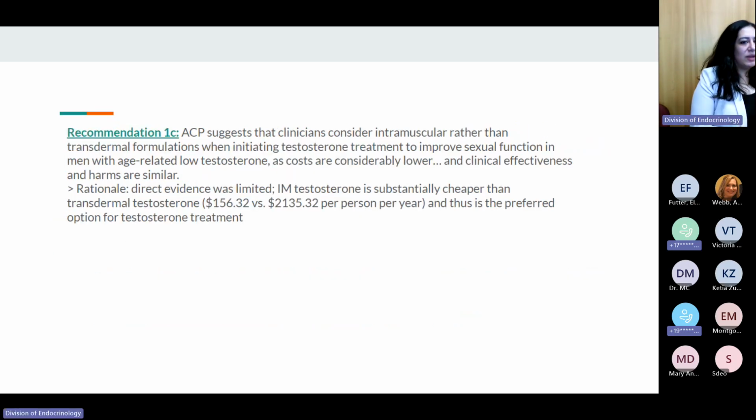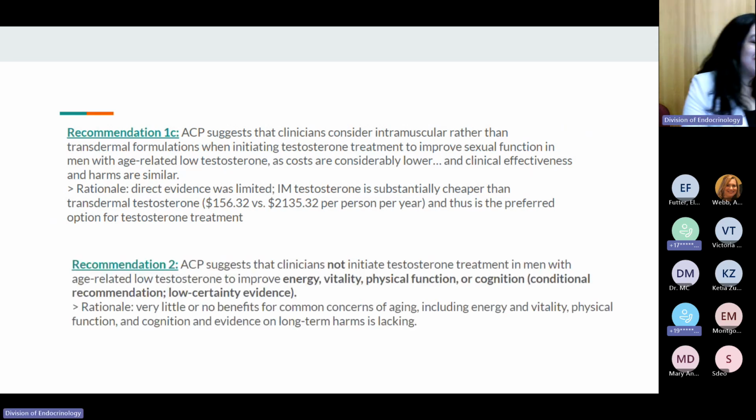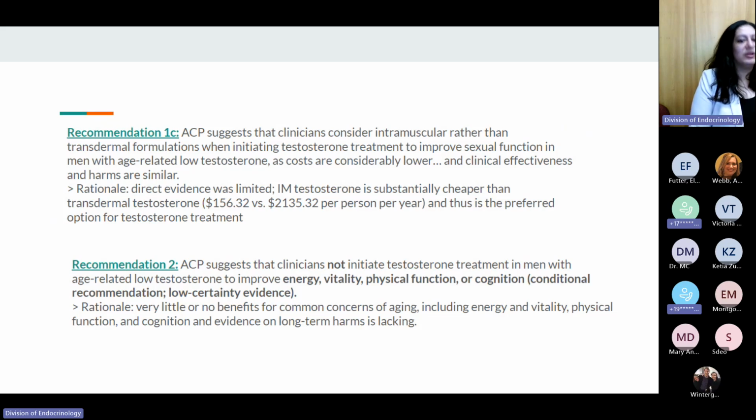They also recommend that we consider IM versus transdermal because of cost. They estimated about $156 per year for intramuscular testosterone versus $2,100 per year for transdermal. That goes into the efficient and costly aspect of value-based care, so they recommend intramuscular administration instead. And then they recommended that we do not give testosterone to improve energy, vitality, physical function, or cognition. None of these parameters improve with testosterone. I think this is the most common complaint that patients have about these kinds of symptoms, but evidence is lacking that testosterone will actually benefit them.